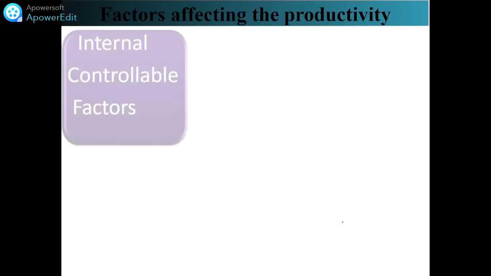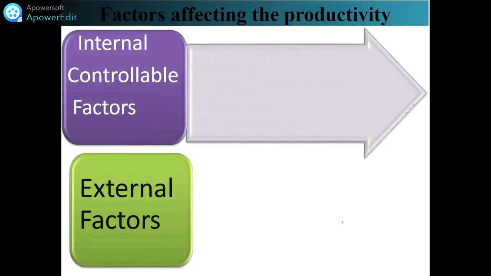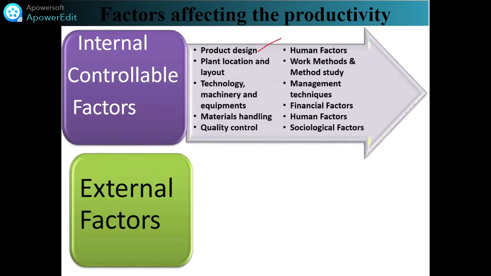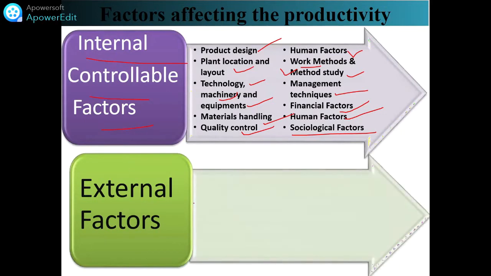See friends, to summarize, I will show you the internal controllable factors in short: product design, plant location and layout, technology, machinery, equipment, material handling, quality control, human factors, work methods, method study, management techniques, financial factors, human factors, and sociological factors. These are the internal controllable factors. Okay, so next are the external controllable factors.